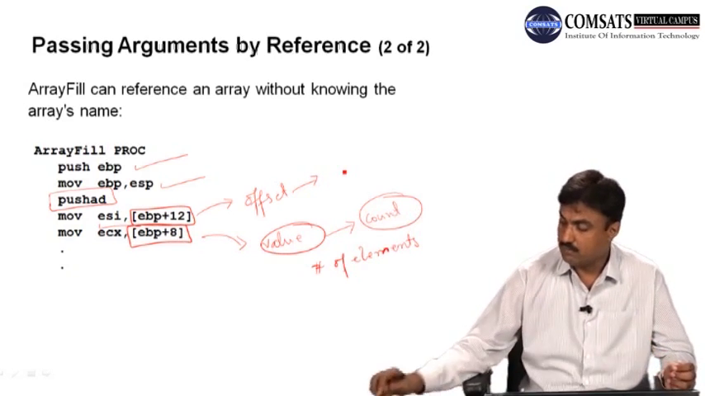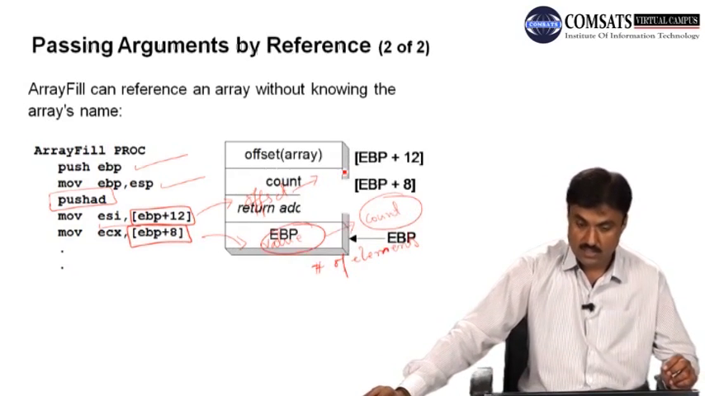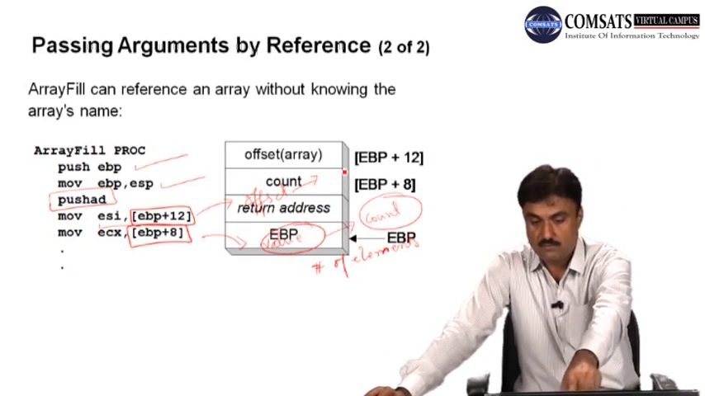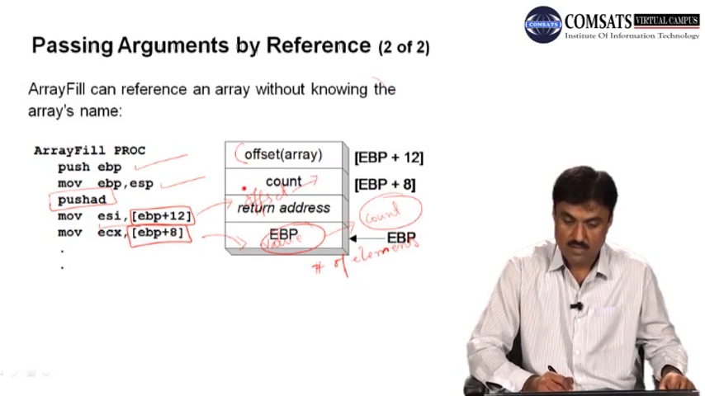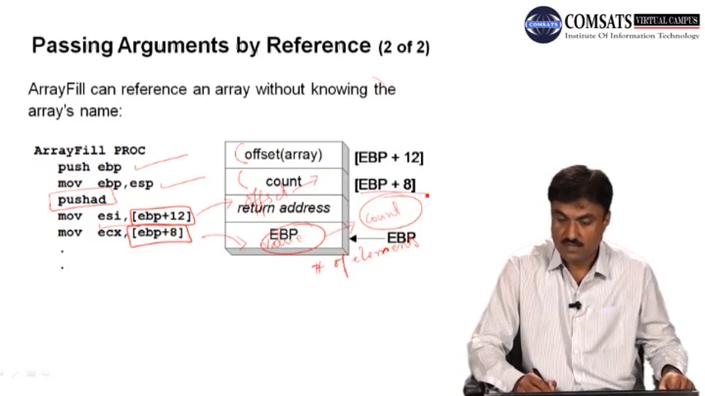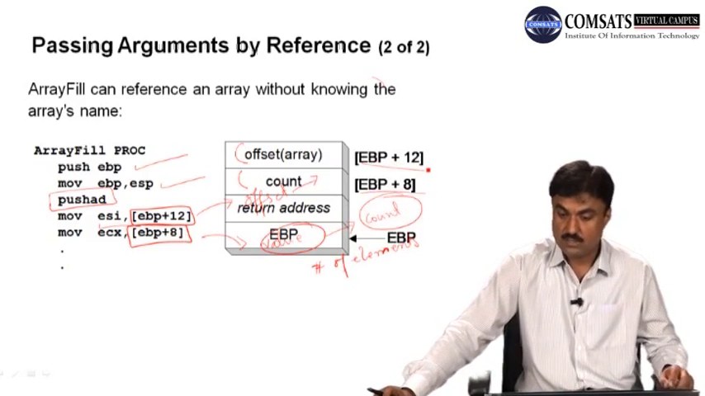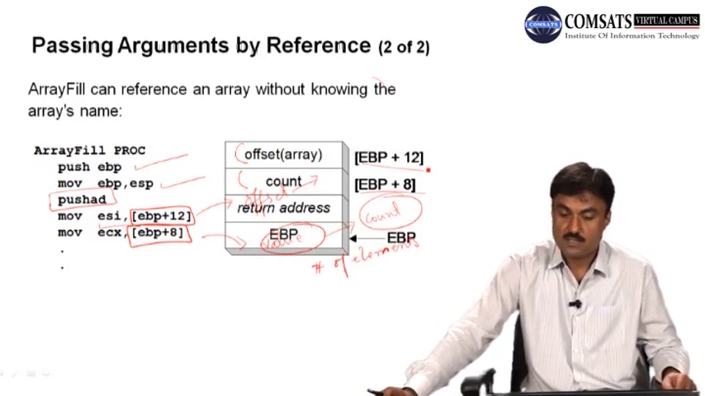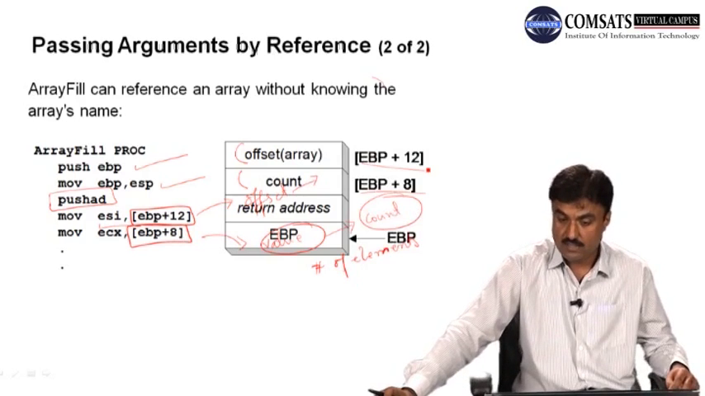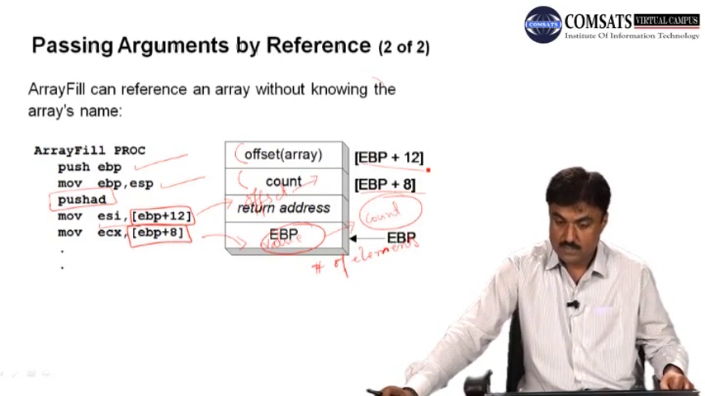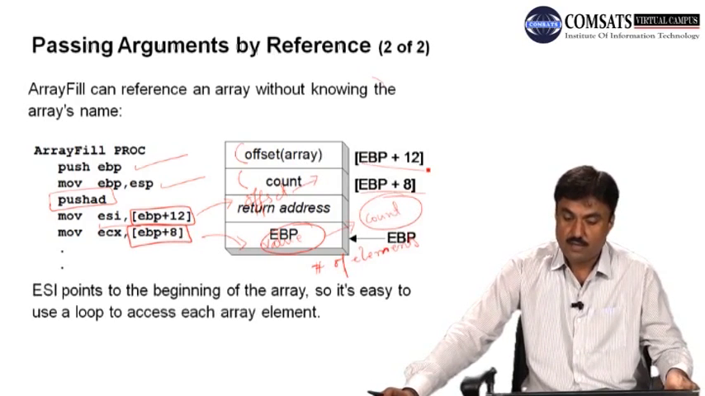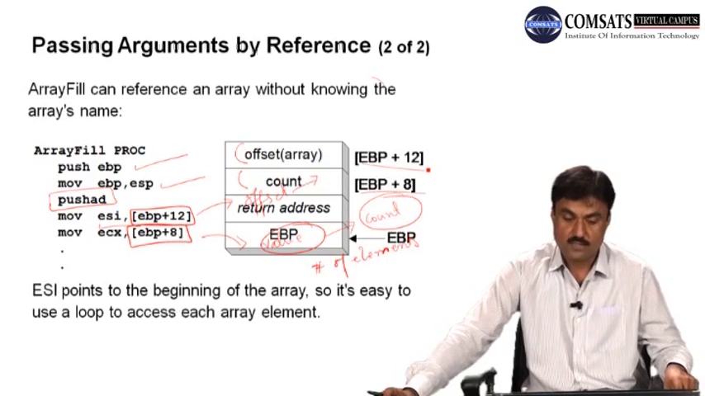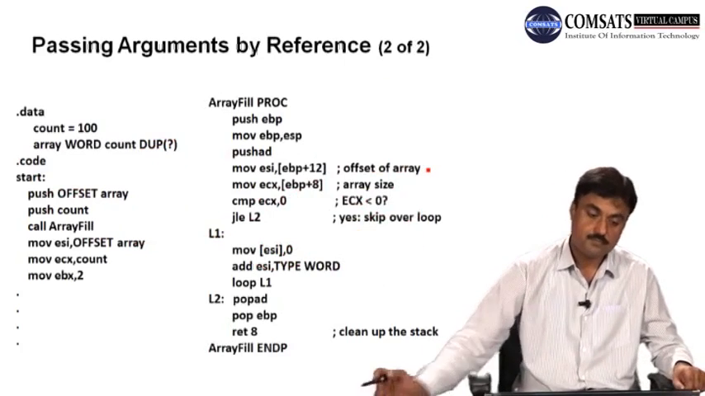So we can repeat this counter and add values inside this array. As you can see, we have the offset and we have the count. EBP plus 8 will access the count, and the offset of this array will be accessed by EBP plus 12. ESI points to the beginning of an array, so it's easy to use a loop to access each array element.